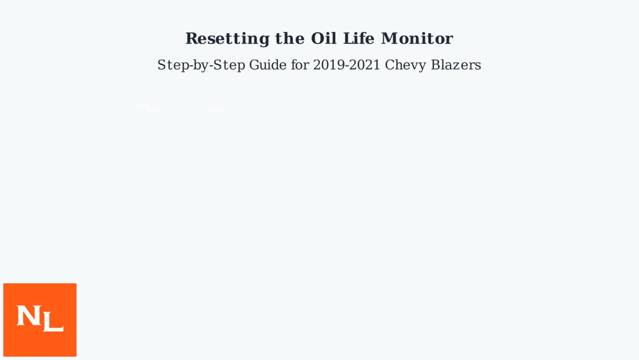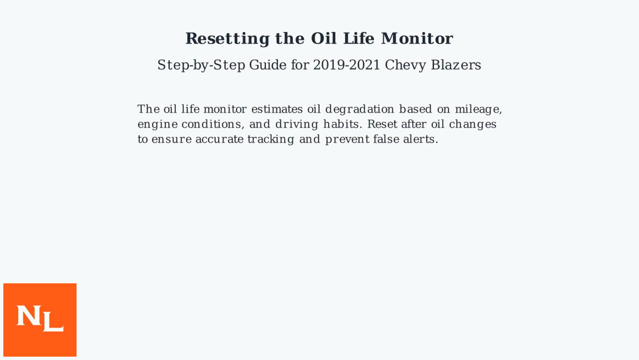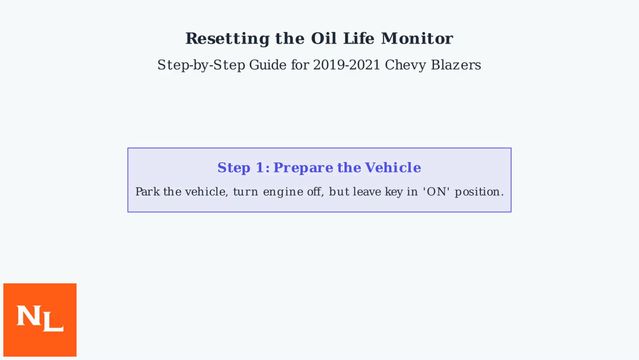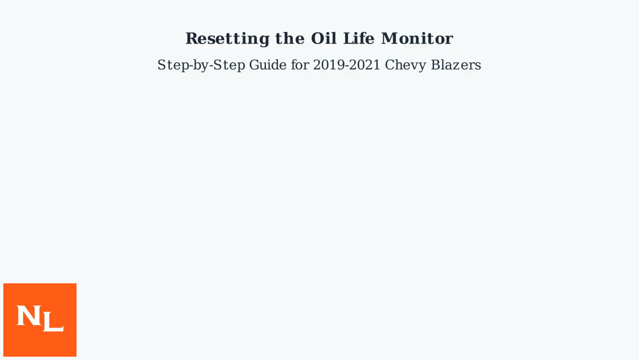The oil life monitoring system in your 2019-2021 Chevy Blazer estimates oil degradation based on mileage, engine conditions, and driving habits. After each oil change, it's crucial to reset the monitor to ensure accurate future tracking and prevent false low oil alerts. First, make sure your vehicle is parked, the engine is off, but the key is in the on position.